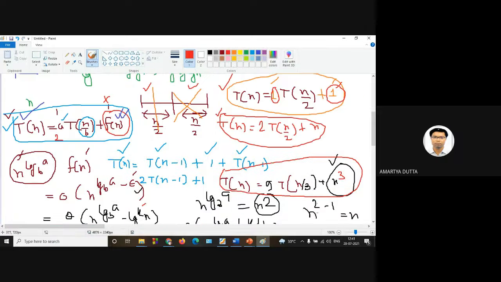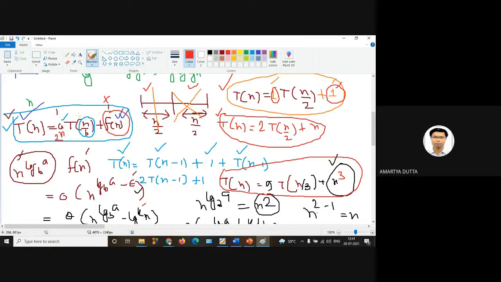Suppose it is given that T(n) = 2^n T(n/4) + f(n). Can we apply the master theorem? No, we can't, because here a is given as 2^n. This is not a constant. Suppose a is given as 0.5, that is, T(n) = half T(n/2) + n.